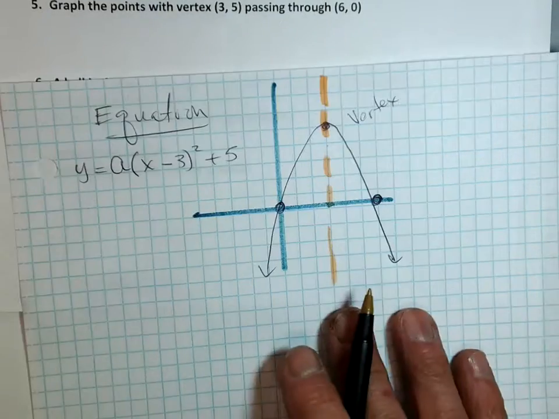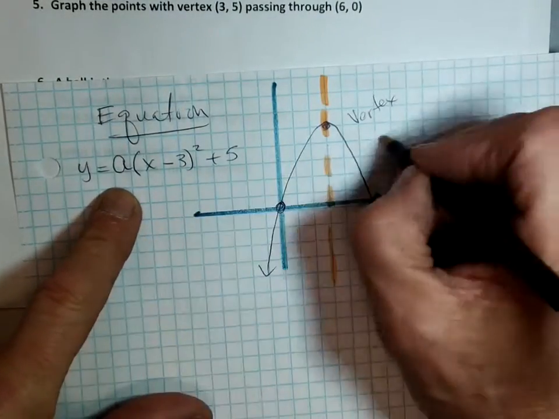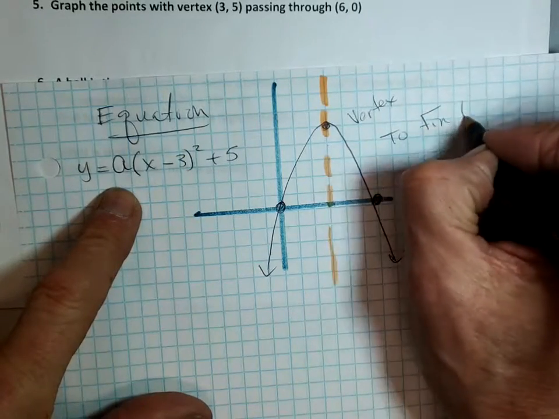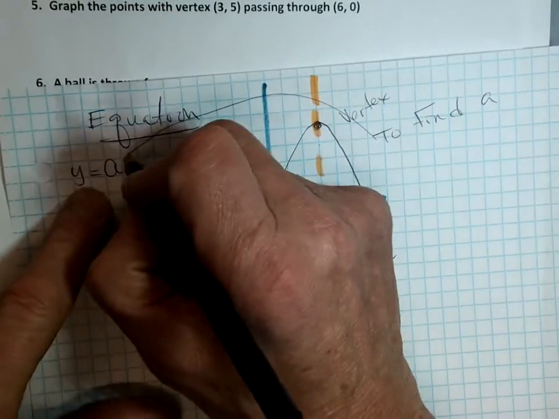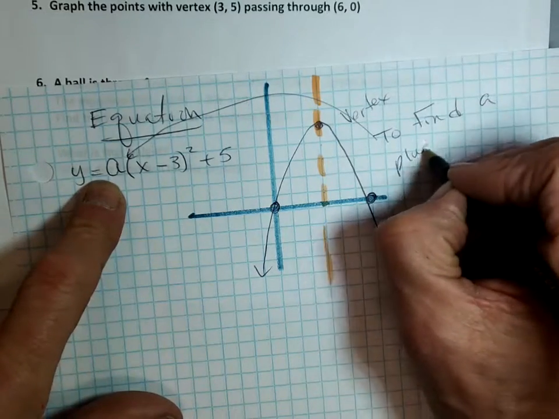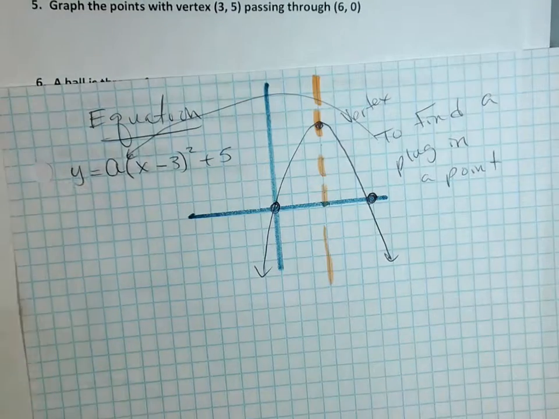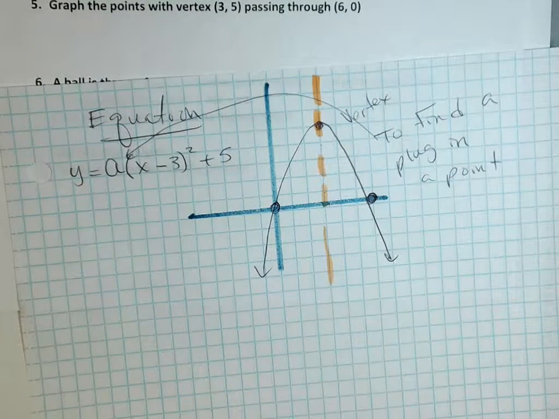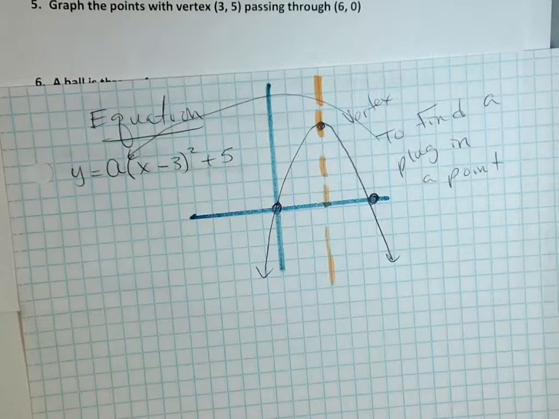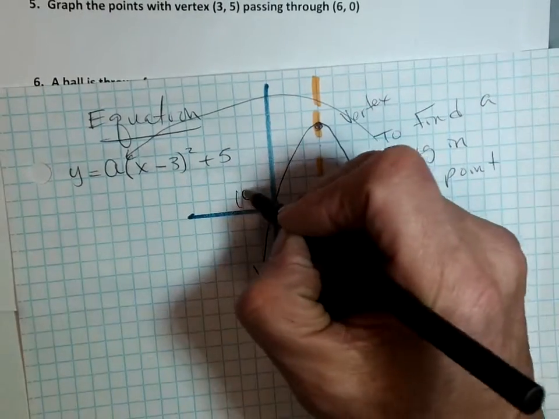So to find the value of A, we're going to plug in a point. We're going to plug in any point, but there's one that's the easiest point of all. If I have to plug in any of these 3 points, what would you plug in? Don't plug in the vertex. It won't do it. Plug in 0, 0. Actually, plugging in the vertex won't do you any good. Plug in 0, 0, okay?